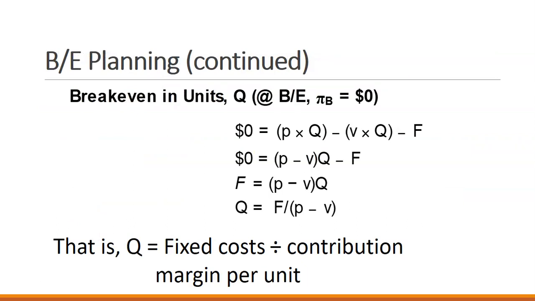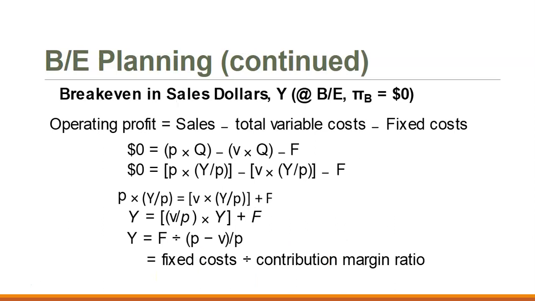The break even in units looks at fixed costs divided by contribution margin per unit. So the break even in units is fixed costs divided by our contribution margin per unit. Contribution margin, as you will remember, is sales price minus variable cost. This is the gross margin we have left to contribute to paying fixed costs. The break-even sales in dollars is fixed costs divided by our contribution margin ratio.